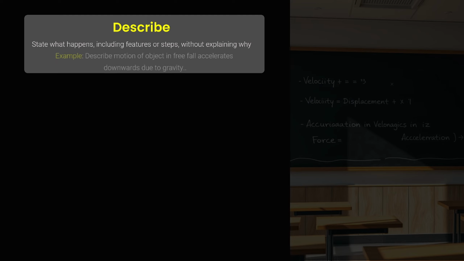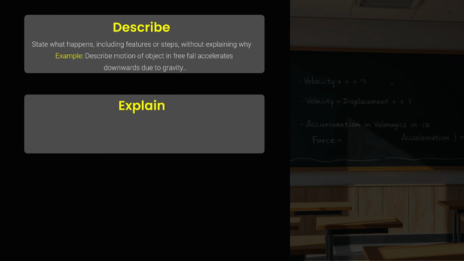The third word is describe. Now we are talking what happens, not why. Describe the features, steps, or appearance. For example, describe the motion of an object in free fall. The answer could include: it accelerates downward due to gravity. Don't explain why, just state what's happening.